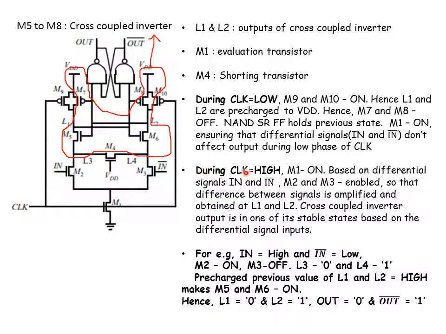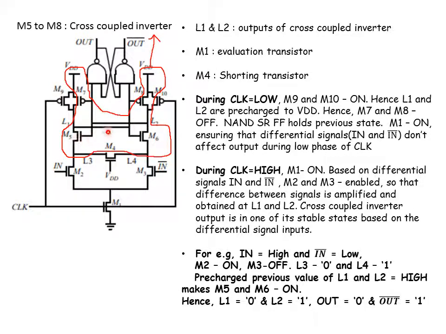Next we go for clock equal to high. When clock is high, M1 turns on, which is called evaluation. When M1 turns on, the impact of in and in bar will be included in the circuit. Based on the differential signals in and in bar, it depends on which is going to be 1 and which is going to be 0. M2 and M3 will be enabled so that the difference between these two signals is amplified and obtained at L1 and L2. It will settle into one stable state: either L1 will be 1 and L2 will be 0, or L2 will be 1 and L1 will be 0.